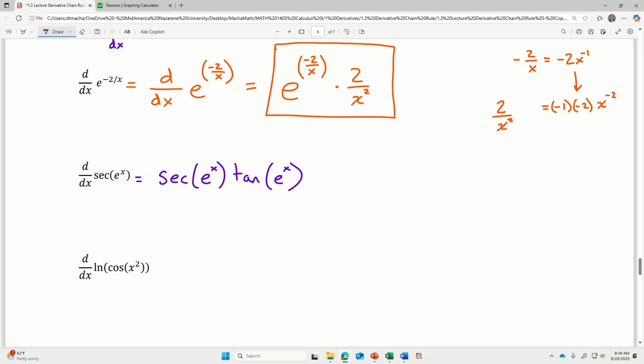One potential mistake I would see a lot on tests is people write secant e to the x times tangent of x. But no, we need to plug in the inside function everywhere when I take the derivative of the outside function. And then I need to multiply times the derivative of the inside function. The inside function is e to the x. So the derivative is e to the x.